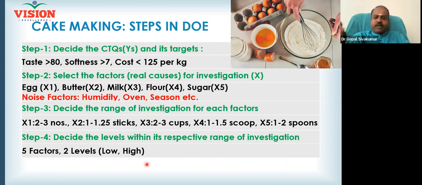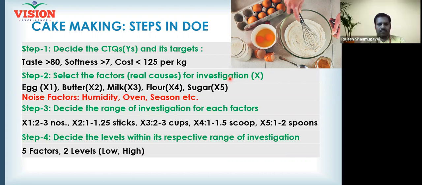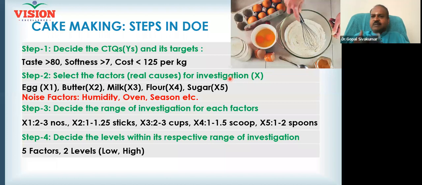Mathematically, 2 levels will help if the relationship is linear. You remember, we studied linear relationship, y equal to mx plus c. If we know the relationship is linear, 2 levels are sufficient. How do I know the relationship is linear? Correlation, scatter diagram, regression.